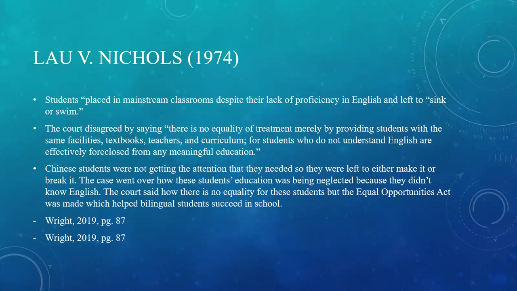Next was Lau v. Nichols in 1974, where students were placed in mainstream classrooms despite their lack of proficiency in English and left to sink or swim. The court disagreed, saying there is no equality of treatment merely by providing students with the same facilities, textbooks, teachers, and curriculum, for students who do not understand English are effectively foreclosed from any meaningful education. These Chinese students were not getting the attention that they needed, so they were left to either make it or break it. The case went over how these students' education was being neglected because they didn't know English.